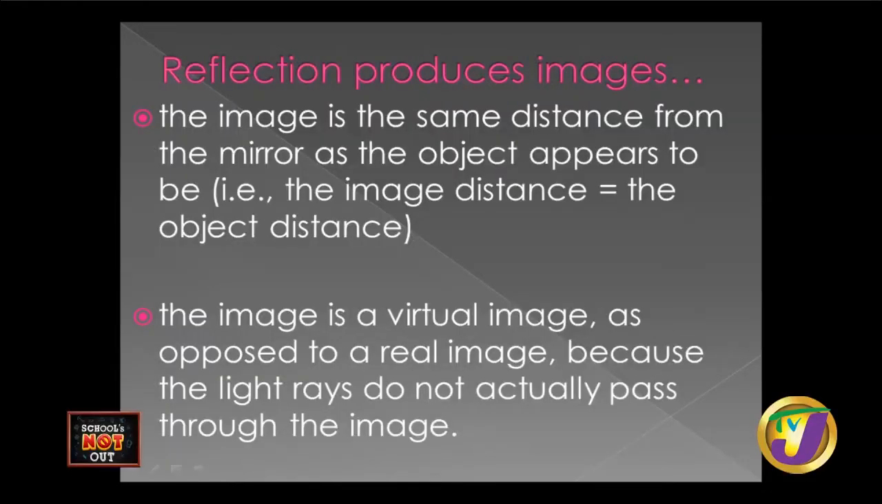Next property, the image is a virtual image as opposed to a real image because the light rays do not actually pass through the image. Now I'm going to go to a diagram to explain this a bit, but basically a virtual image is one where light rays don't really come to focus.